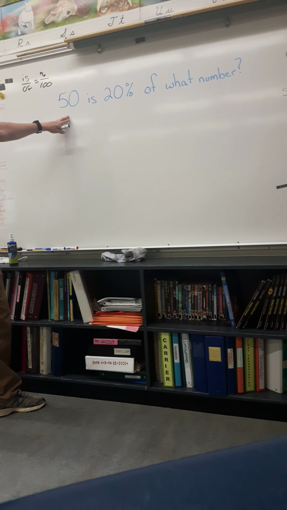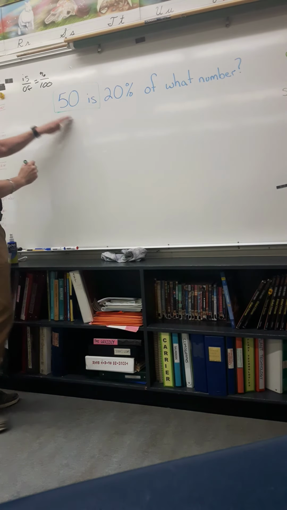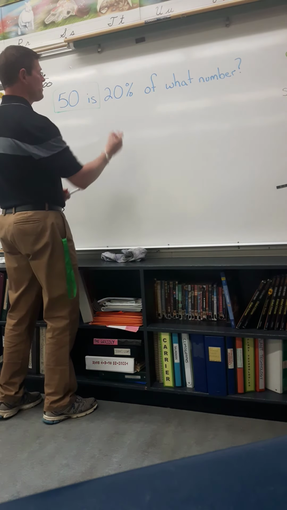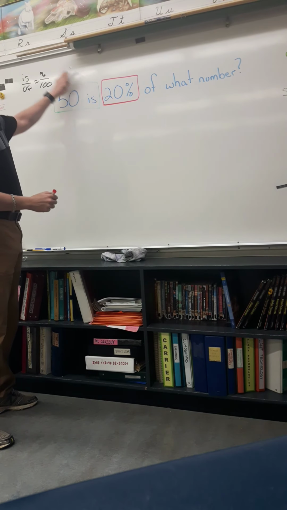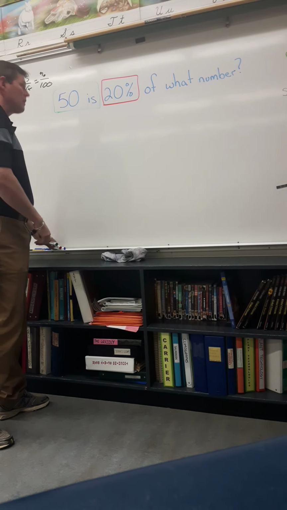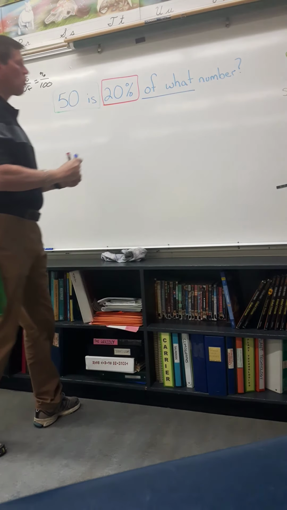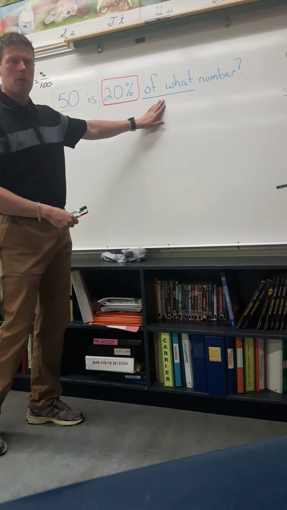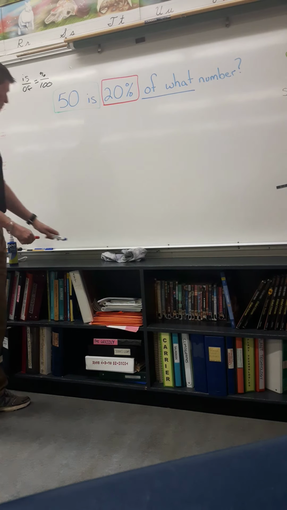Do we have our is? We have it right here. 50 is. Do we know our percent? We do. We have 20% right here. We have our of, which is right here. So we have of what? That means that we don't know what that number is. That will be our variable. So in the of position, that's where we'll put our x.